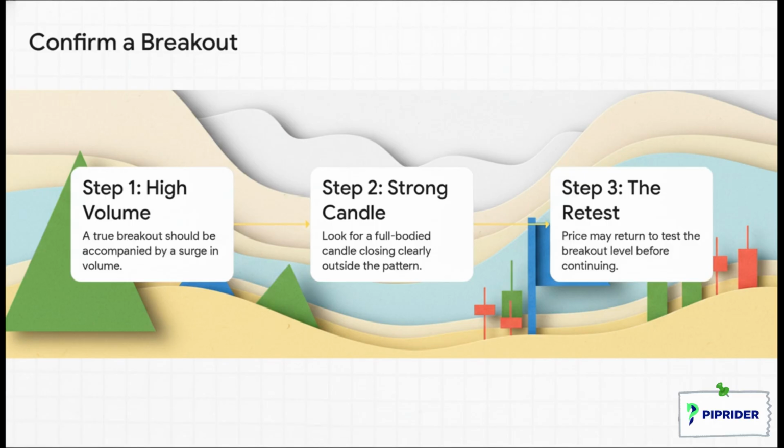First, check the volume. A real breakout should come with a big spike in trading volume. That suggests there's real power, real conviction behind the move. Second, look for a strong candle. You want to see a nice, full-bodied candle that closes clearly and decisively outside of the pattern. And third, this one's optional, but it's a really powerful sign. Watch for a retest. That's when the price comes back to kind of kiss the level it just broke before taking off again.